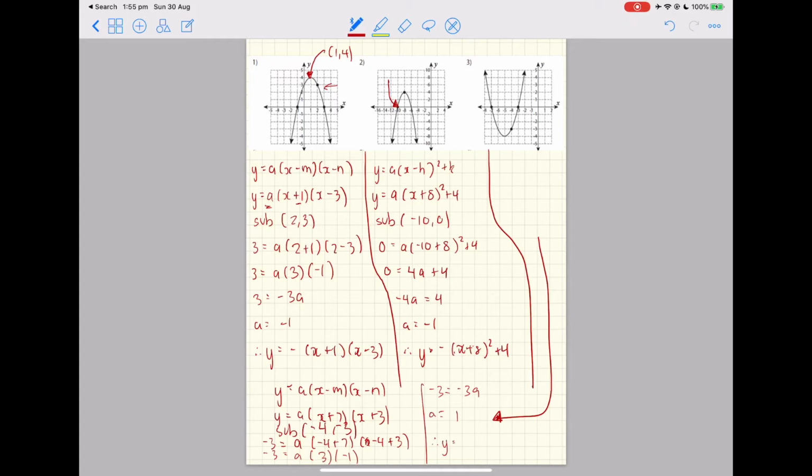Therefore, your equation for question 3 is going to be y is equal to, where's my equation? Right here. So it's going to be a equals +1, so y is equal to (x plus 7)(x plus 3). And that will be our answer for question 3.